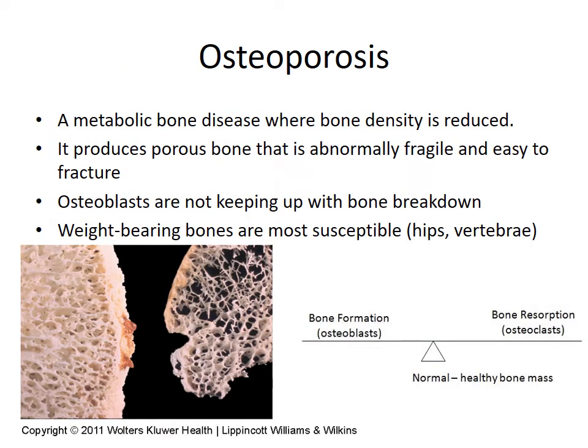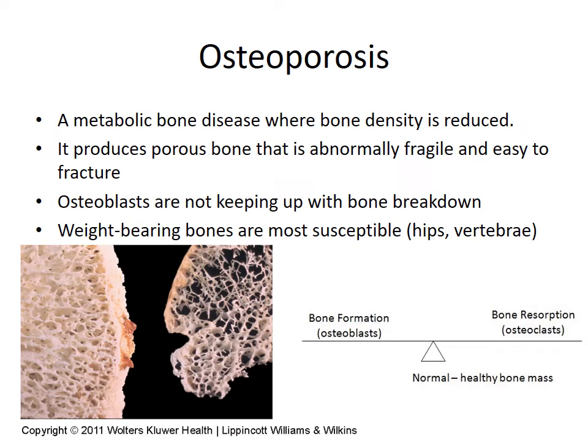All right, our next disease of bone is osteoporosis. The definition of osteoporosis is it is a metabolic bone disease where bone density is reduced. What happens, and you can really see it in this picture here, so this is normal bone on this side, and this is osteoporotic bone on this side, and you can really see that it's very porous. You can imagine that this would be very fragile and easy to break.